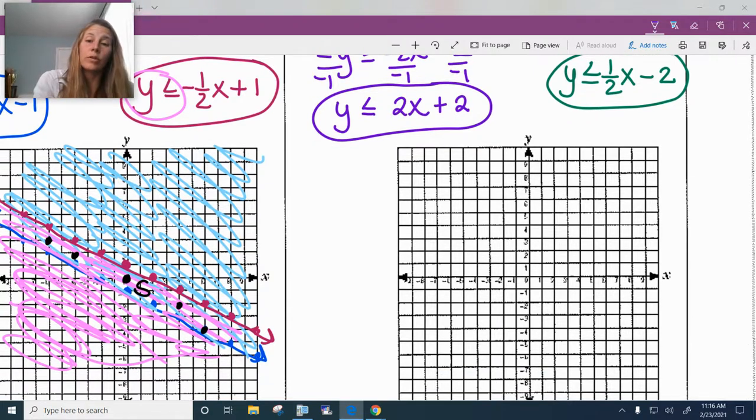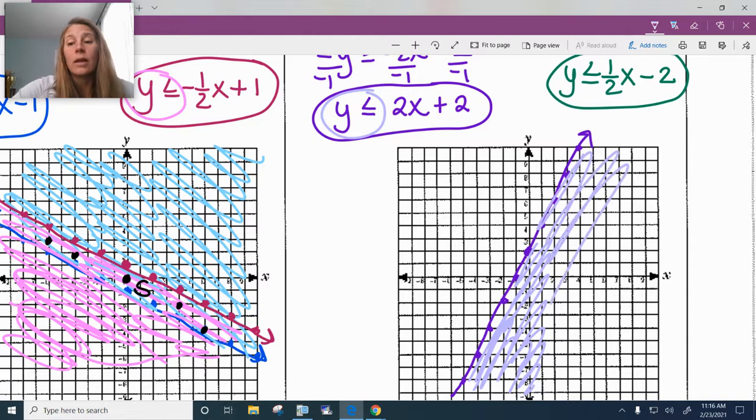So starting with this one here in the purple, I'm going to begin at the 2. My slope is +2/1, so up 2/1, up 2/1, up 2/1, or I could go down 2/1 in the other direction. And it's going to be a solid line because we do have that equal to piece underneath. Now, as far as shading is concerned, y is less than, so I'm going lower than the line, down the y-axis, and that is the side that's going to get shaded.